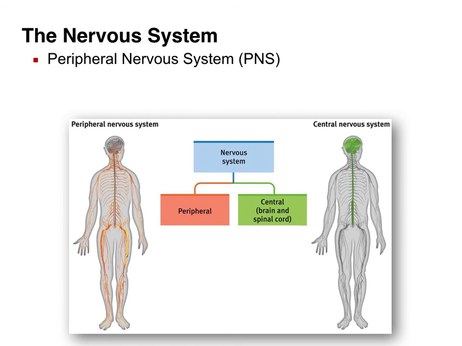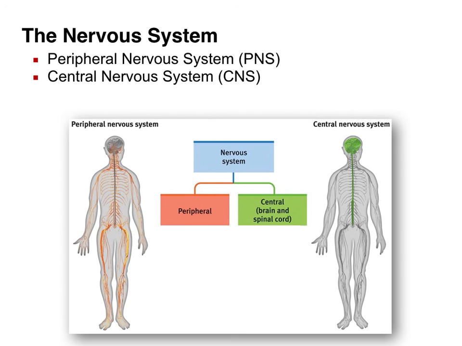So the nervous system is really broken into two pieces. The peripheral nervous system, which is kind of your whole body, so your fingers and your toes and your arms and your lungs and all of that. So our sensory and our motor neurons are really happening on this peripheral nervous system primarily.